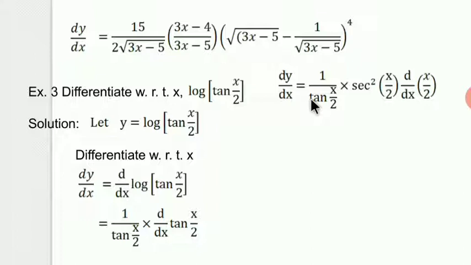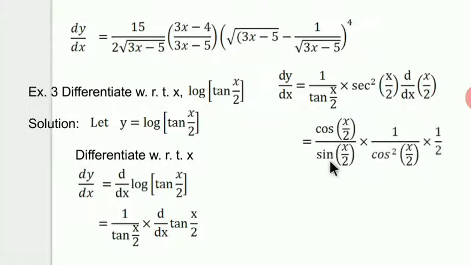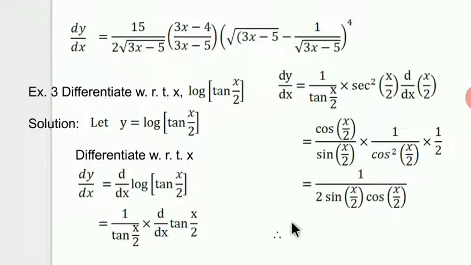Now tan means sin upon cos, so it's a reciprocal here. So it is equal to cos x upon 2 upon sin x upon 2, into sec square, which means 1 upon cos square x upon 2, into the derivative of x upon 2, which is half. Here we observe this cos x upon 2 gets cancelled with one cos x upon 2 here. So now we remain with 1 upon 2 times sin x upon 2 into cos x upon 2. And this is the formula for sin x. So we get dy by dx is equal to 1 upon sin x, and 1 upon sin x means cosec x. So we get dy by dx is cosec x.